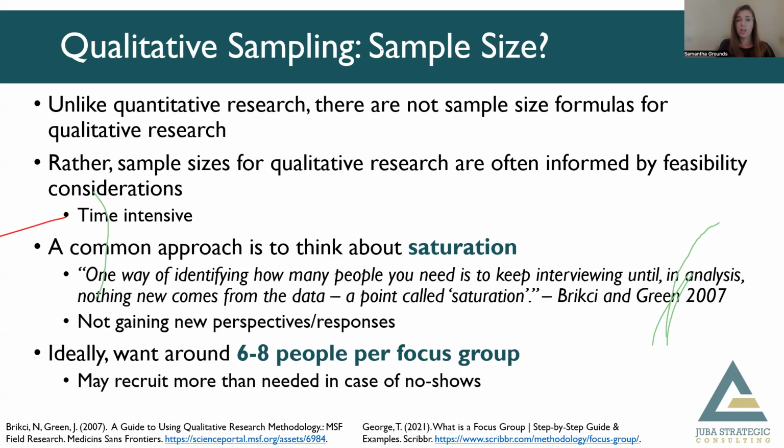Saturation is thinking about how many people you need until you're not really gaining any new perspectives or new ideas. Often it's an iterative approach throughout the research process. A general rule of thumb for focus groups is you ideally want around 6 to 8 people per focus group, but the number of focus groups you host can be influenced by different considerations.